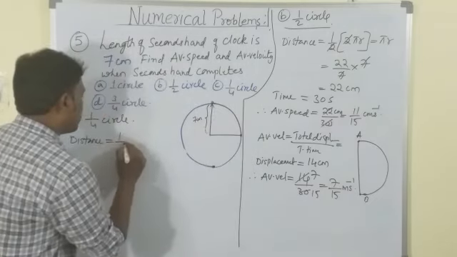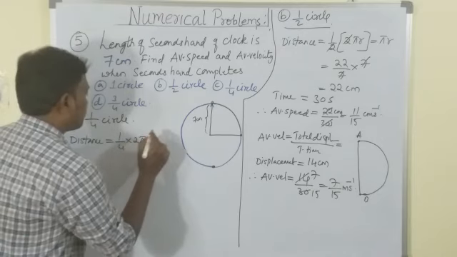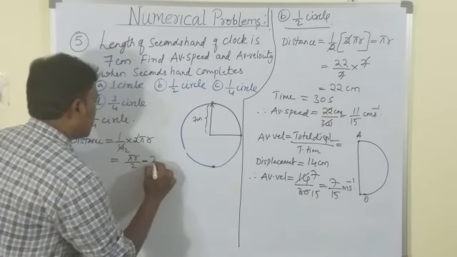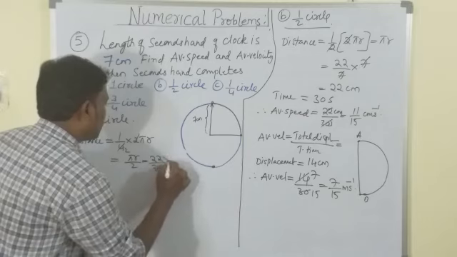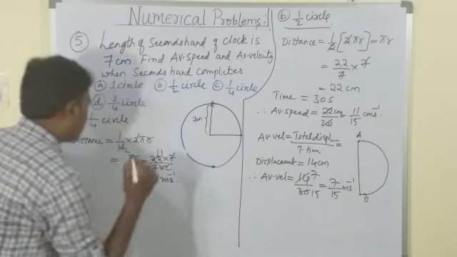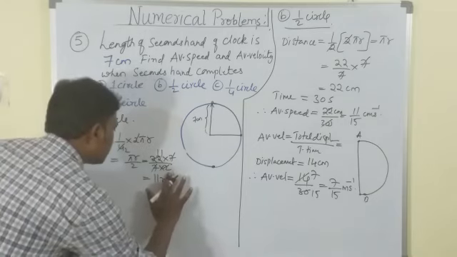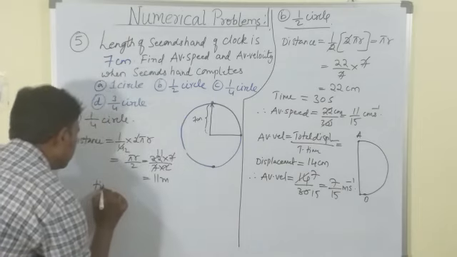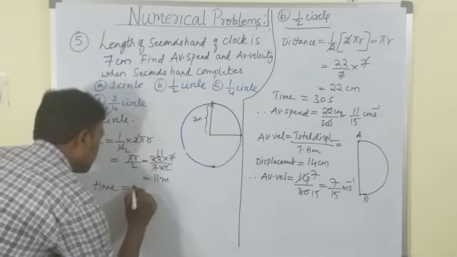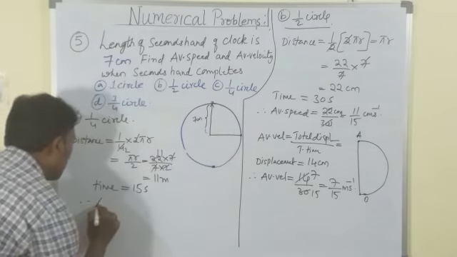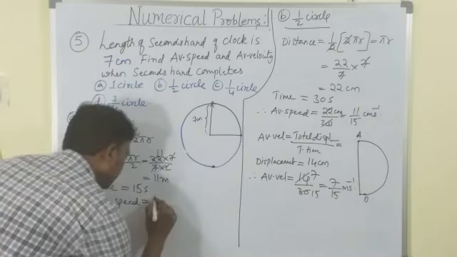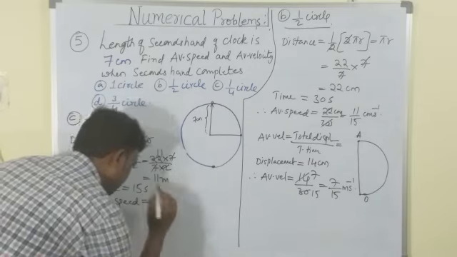So that is 1 by 4 of 2 pi r. 2 gets cancelled. So pi r by 2, that is 22 by 7 into 2 into 7. 7, 7 and this 2. That is 11 meters. Sorry, it's 11 meters. And what is the time? Quarter of 60 seconds. That is 15 seconds. So therefore, average speed is equal to 11 meters by 15 seconds.